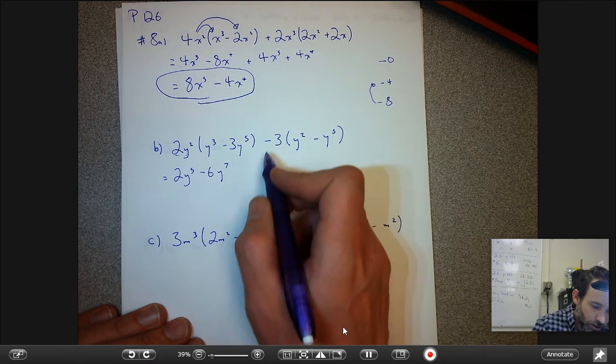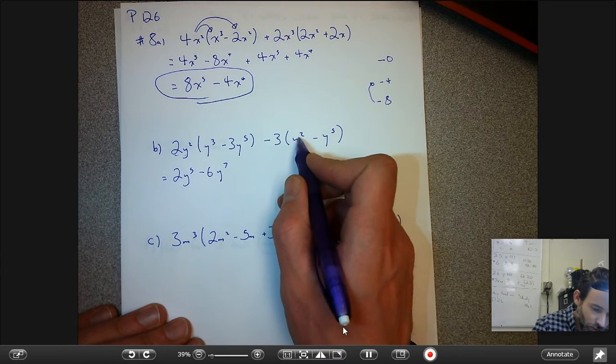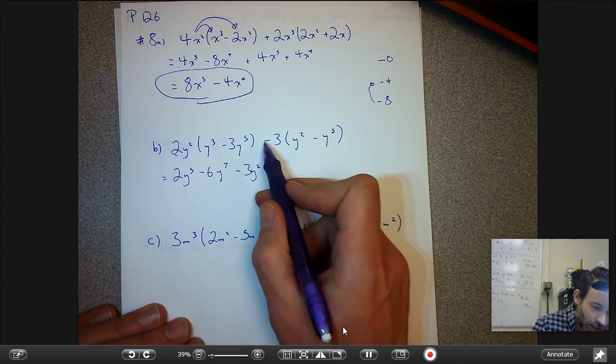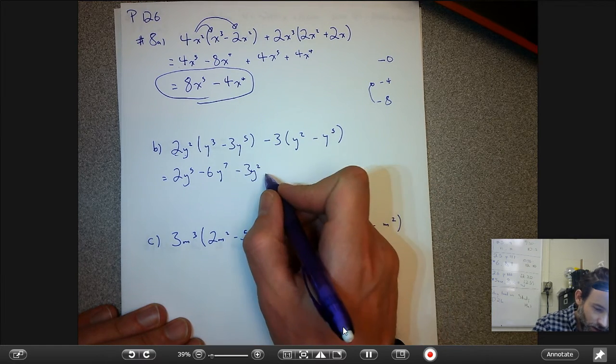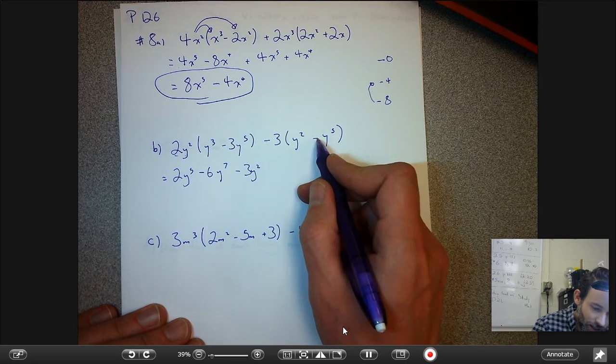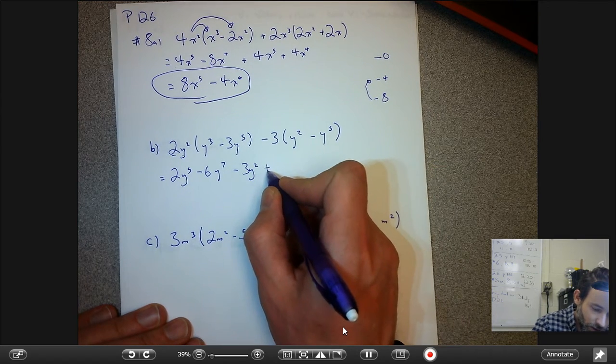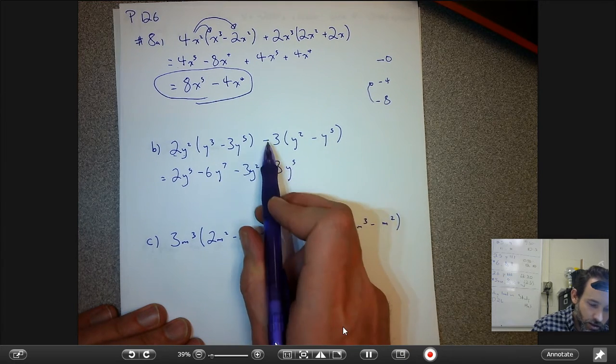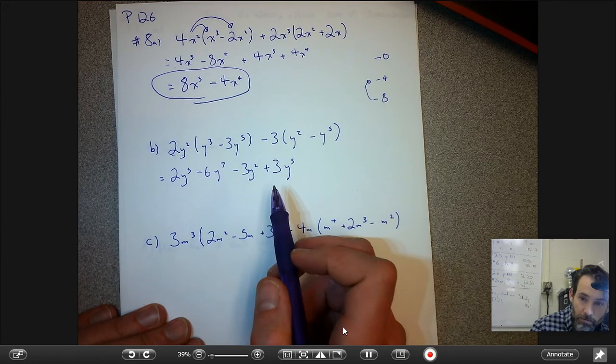Negative 3 times all this. So I want to take this negative 3 and do times y squared. So that's minus 3y squared. Negative 3 times negative y to the 5. So that's negative 3 times negative 1. That is plus 3y to the 5. Plus, because negative times a negative makes a positive.